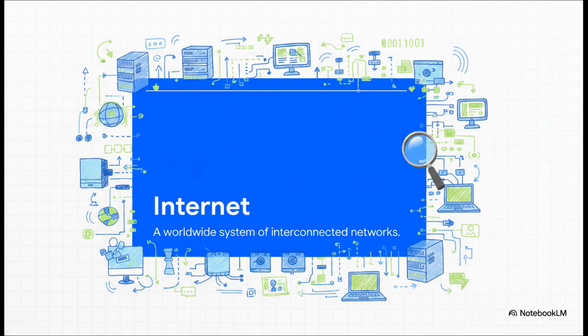And that's the real key to understanding it. The internet isn't one single thing in one place. It's actually a network of networks, this massive global web made up of countless smaller networks from businesses, governments, and universities, all speaking the same digital language so they can share information.